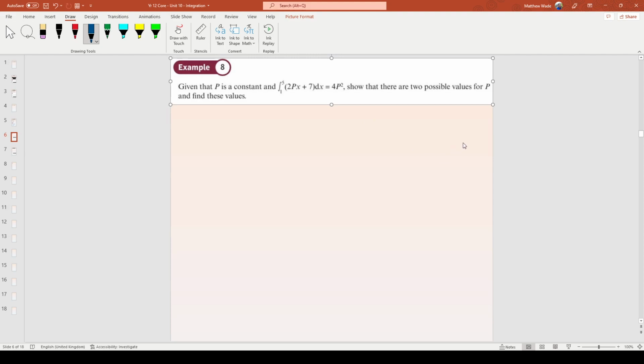So push pause on the video, see if you can do this. It says given that p is a constant, and this integration symbol here, yeah, it equals that. So essentially, it's done the integration for you, and p is a constant, and it said the answer makes 4p squared. It says show there's 2 possible values of p and find those values. So integrate the left and see if you can work it out. It's a bit of a problem solver. Ready? Go.